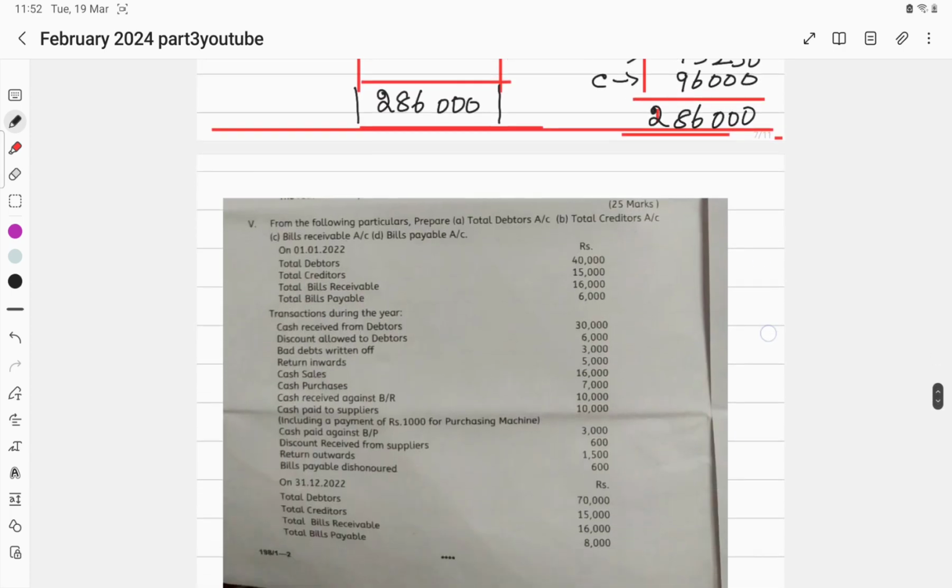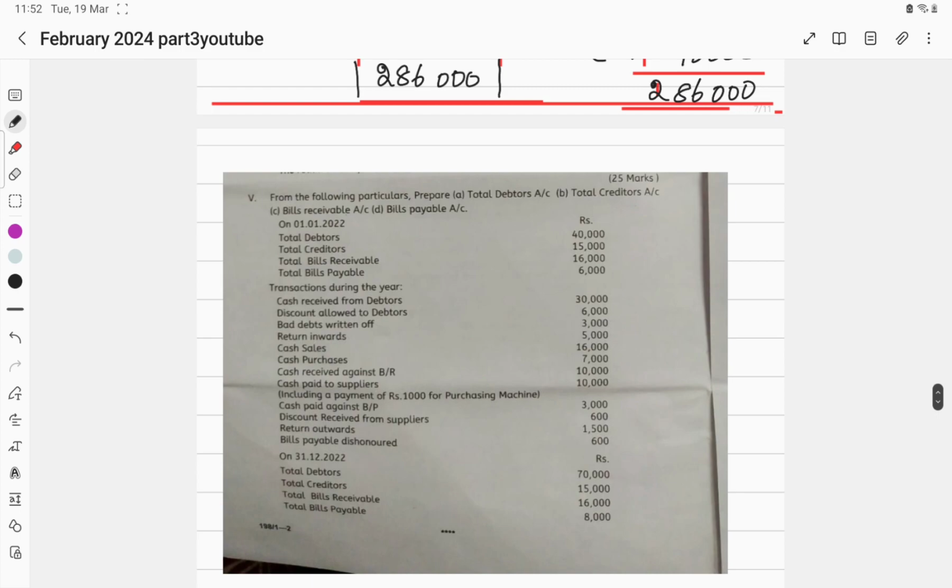Next one, fifth question. From the following particulars, prepare total debtors account, total creditors account, bills receivable account and bills payable account. On 1/1/2022, total debtors 40,000, creditors 15,000, bills receivable 16,000, bills payable 16,000. So opening balances are given. Like that, closing balances on 31/12: total debtors 70,000, creditors 15,000, bills receivable 16,000, bills payable 8,000 are given.